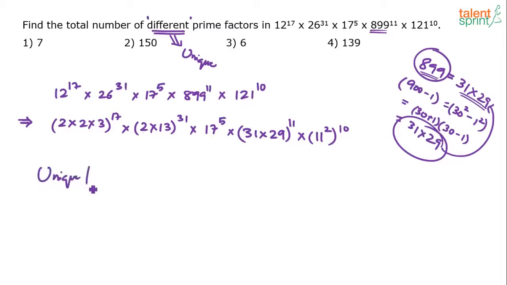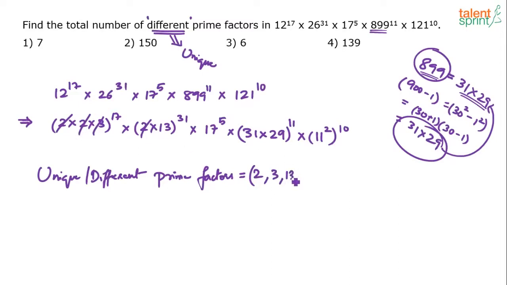So what are the unique or different prime factors? Find out. 2 is there. 3 is there. Right? So I'll forget about all 2s and 3s. 13, of course, is a prime factor. 17 is a prime factor. 31, 29 are prime factors. And 11 is also a prime factor.